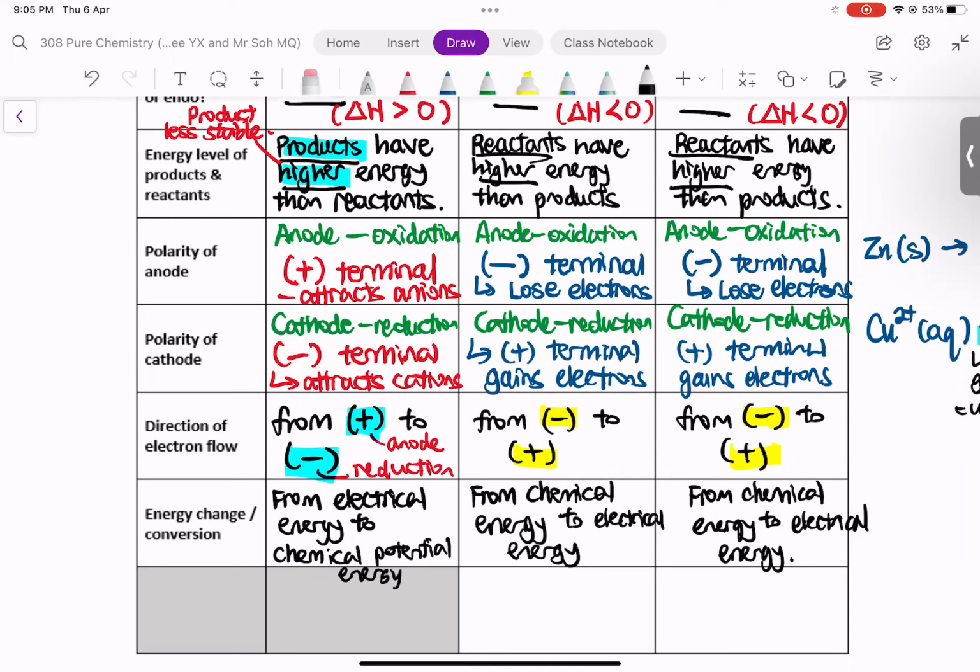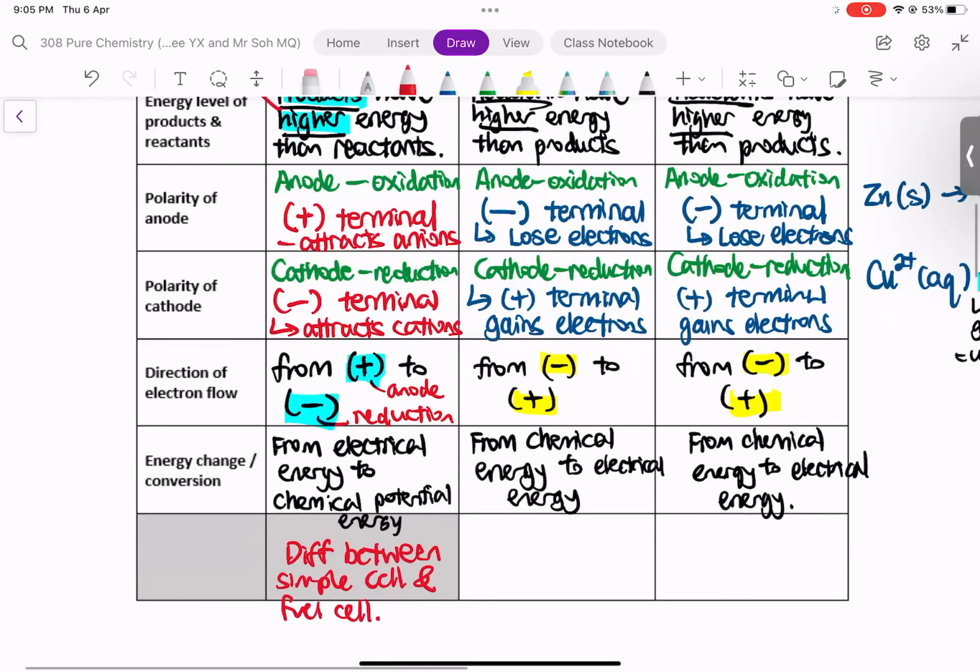All right. Now, the last two rows, you can see gray boxes. The gray boxes are not meant to be filled, okay? The last two rows really is about the difference between simple cell and fuel cell. Many students are easily confused between simple cell and fuel cell.